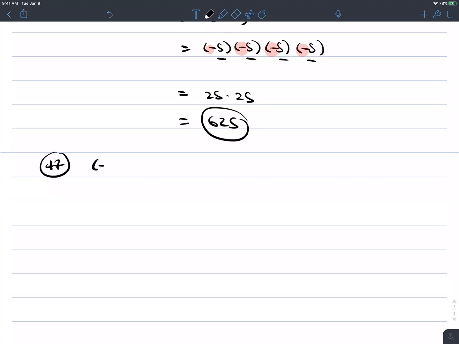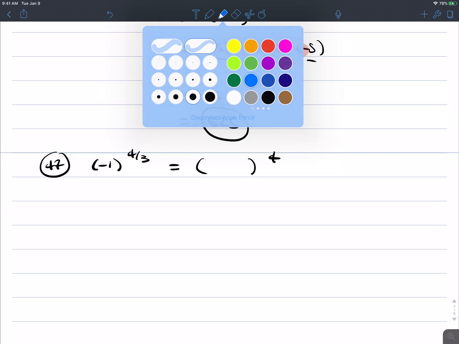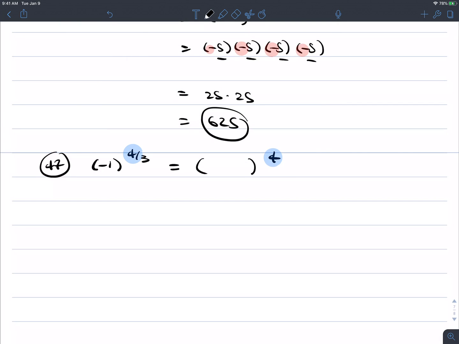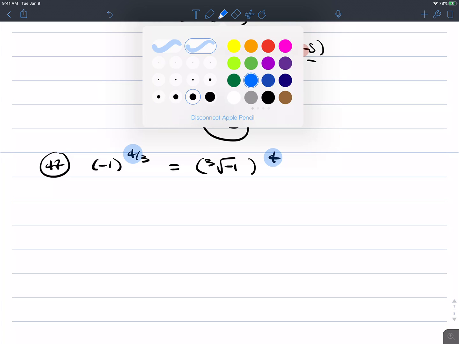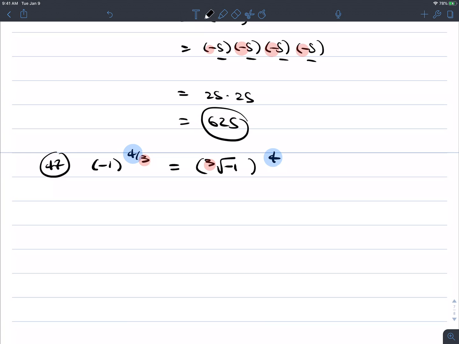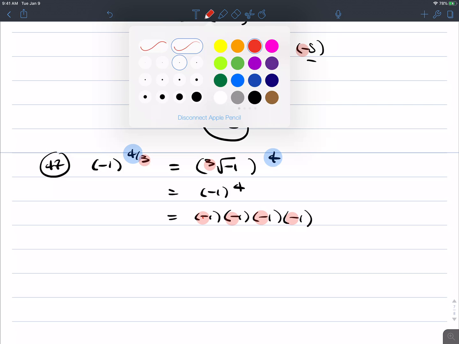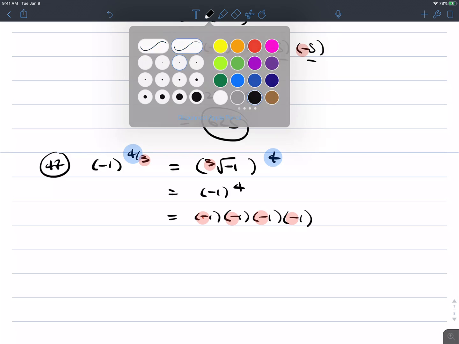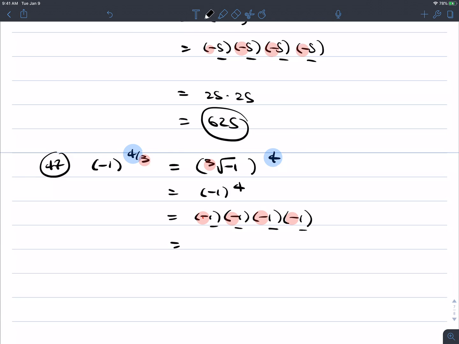47. Negative 1 to the 4/3. Keep the 4 outside again, right? Power 4. And this is going to be a cube root now. You got a cube root of negative 1. That's negative 1 to the 4th power. So the answer is positive because you got negative times a negative. You got 4 of those, right? And then we have to just worry about what's 1 times 1 times 1 times 1. Isn't that just 1? So there you guys go.